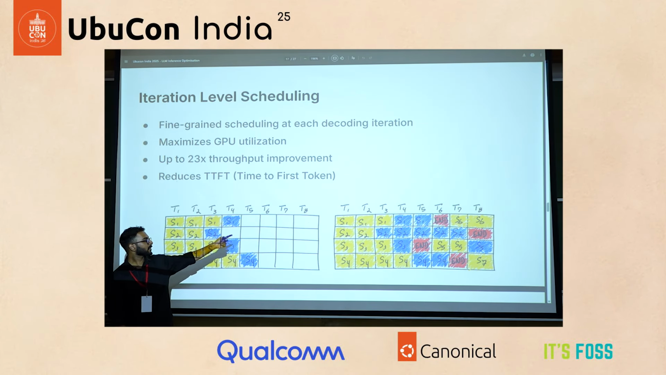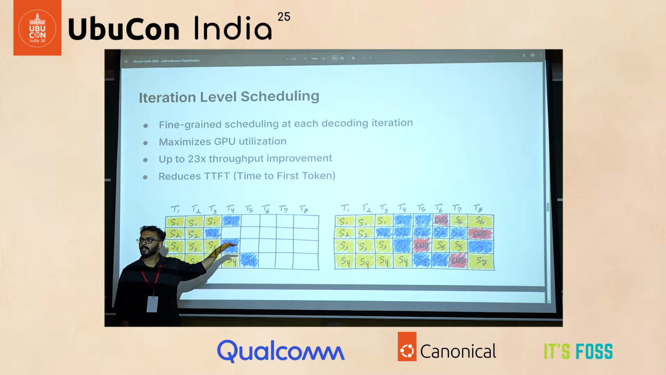It's not thread, it's the number of requests in the batch, in that particular batch. Let's say if 4 is the batch size and 4 requests are being currently processed by that LLM.